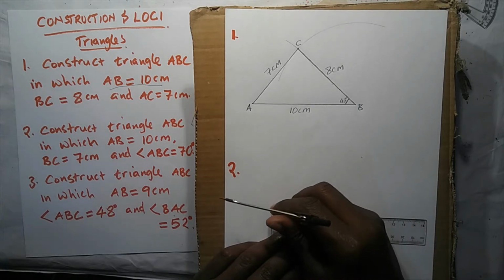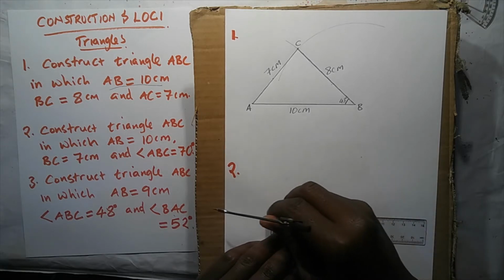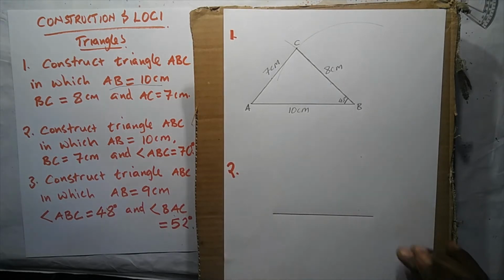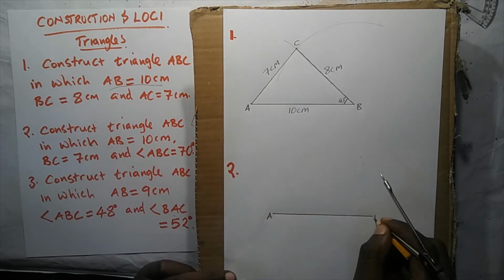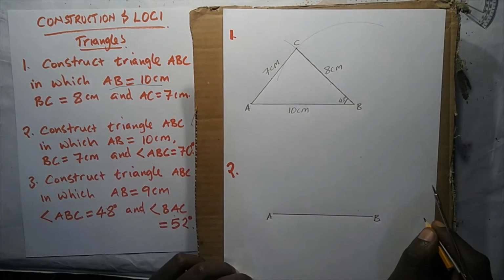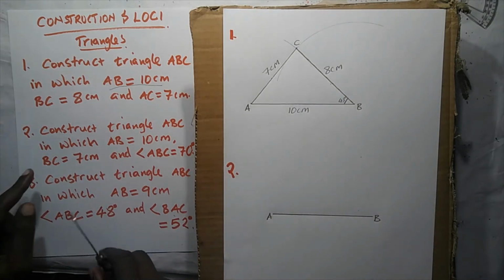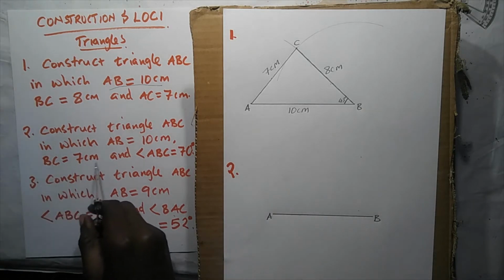So 10 centimeters up to there. Okay. So here you have A, and here you have B. Okay, so you have A and B here. And then the next instruction says construction is about following instructions. So the next instruction says BC is 7 centimeters.